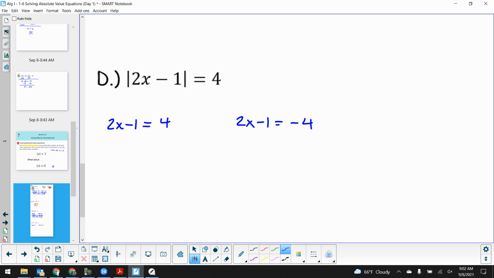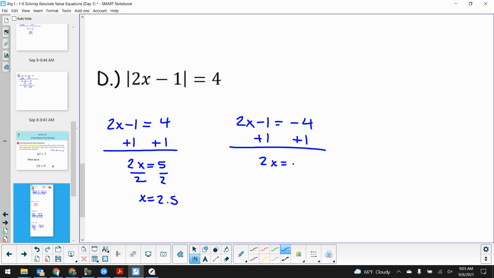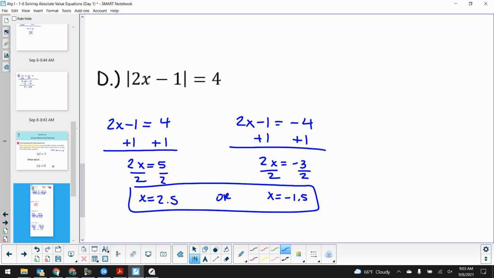Now, again, it's two equations that we solve. We add the 1 to both sides. We divide by 2. We add the 1 to both sides. We divide by 2. We put the word or in between them. I'm not going to take off if we don't use the word or. But remember that it's two solutions. It could be one or the other.